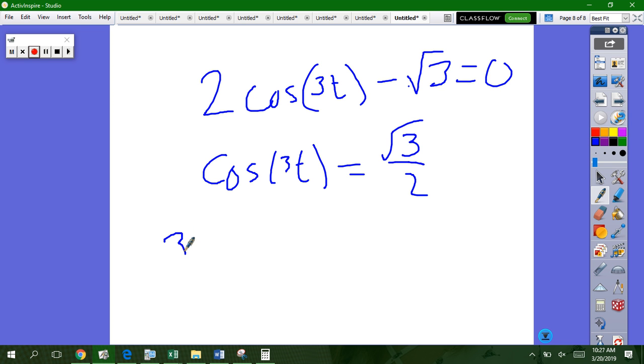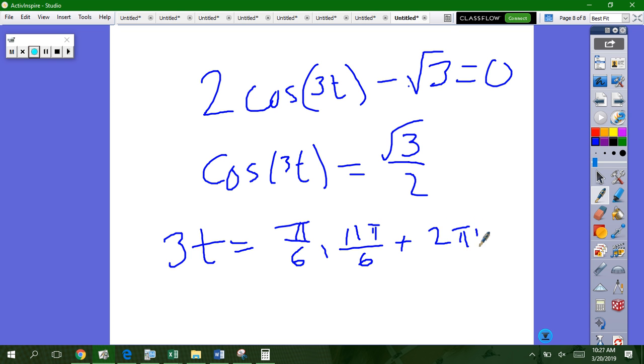Pi 6 and 11 pi 6, plus 2 pi n, right? But that's saying that we're using regular cosine. Are we using regular cosine? We're using cosine of 3t. So guess what I have to do to all these numbers? Divide by 3, divide by 3, divide by 3, divide by 3.